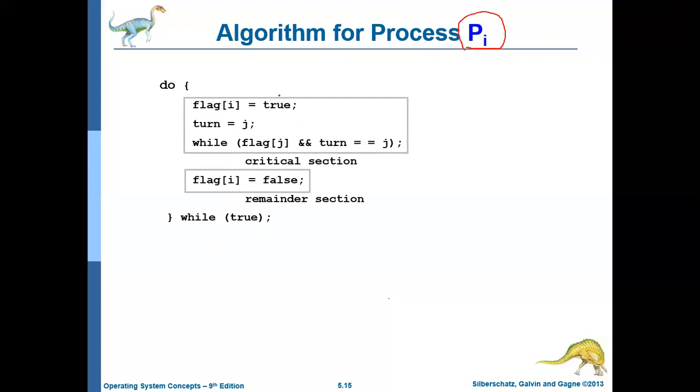Pi makes flag of i equal to true. It means that this particular process wants to enter the critical section. But at the same time, it is making turn equal to j. It means that if j wants to enter, let it enter. That is what this statement does.